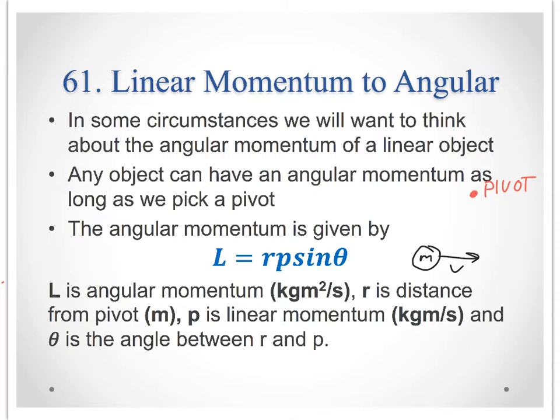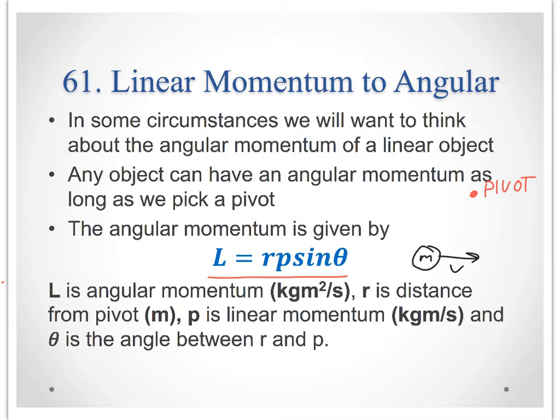Now, in a lot of situations, it's not useful. However, if we have some situation that involves angular momentum in addition to linear momentum, it becomes a useful quantity to consider. So when we pick our pivot point and consider the angular momentum of a linear object about that pivot point, we get this equation here: L equals r p sine theta, which looks very similar to the way that we solve for torque from a force. It's actually identical, except instead of angular momentum and momentum, it was torque and force.